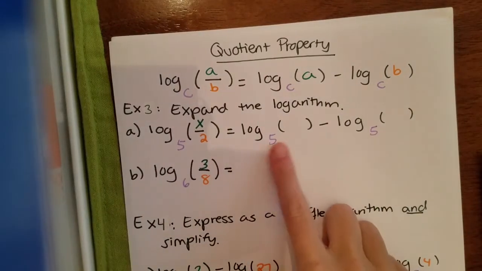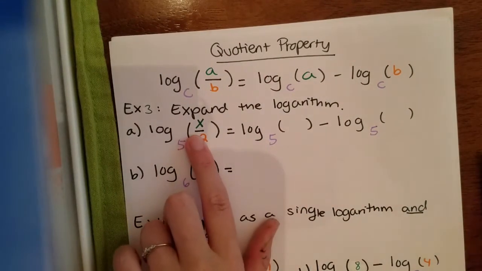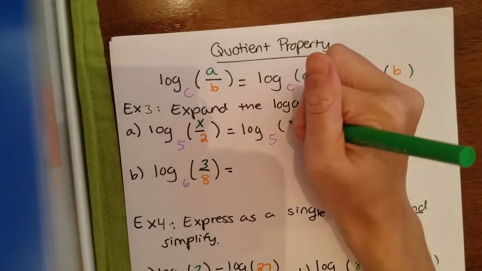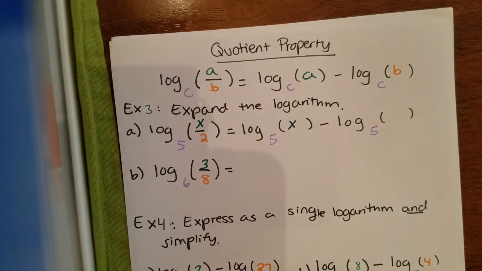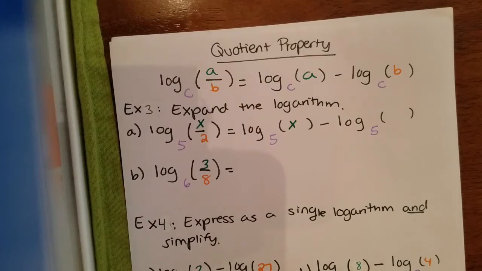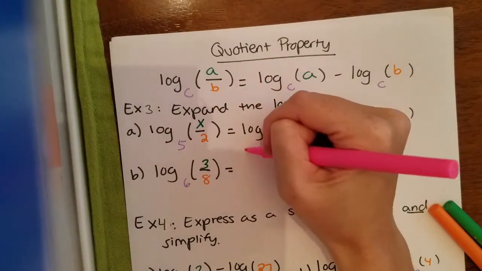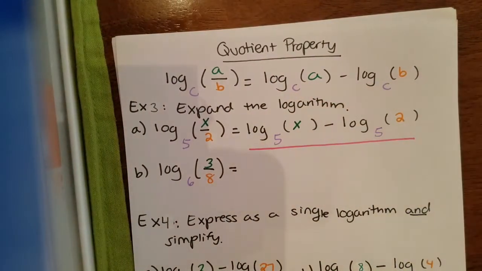And we're going to use the same base each time, so I'm going to fill in my bases next. And then we put the numerator in the first parenthesis, which my numerator is an x. And then we're going to put the denominator in the second parenthesis, which is just a 2. And that's it for that one, you guys. Don't overthink it. So this would be your final answer right here. Voila.